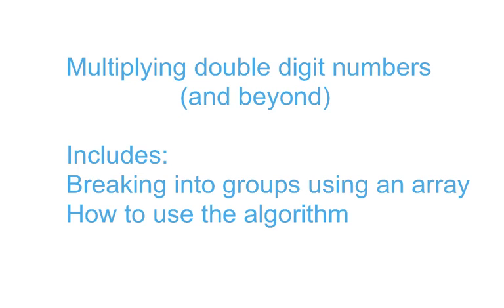Okay, here we're going to look at how to multiply double-digit numbers, looking at breaking them into groups using an array as our first main method of solving, and then we're also going to look at using the algorithm for those of you that prefer that method.